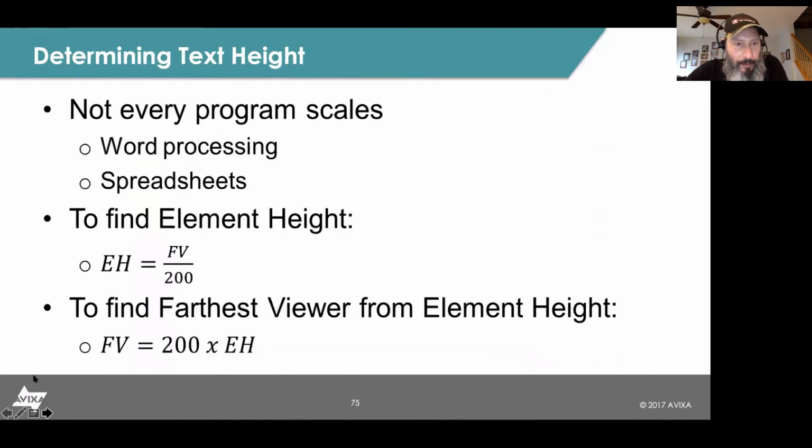Not every program scales. Word processing, Word, and notes and stuff like that don't scale. Spreadsheets don't scale. To find the element height, quick down and dirty math: furthest viewer divided by 200. That's the height of the element. I don't care what size the screen is. So if I have a 600-inch furthest viewer, I divide that by 200. I need a 3% element. I don't care if it's a 130-inch diagonal. I don't care if it's a 24-inch diagonal. I need a 3% element. To find furthest viewer, I have 200 times my element height, and that's how far they could see it. It's just reverse algebra.